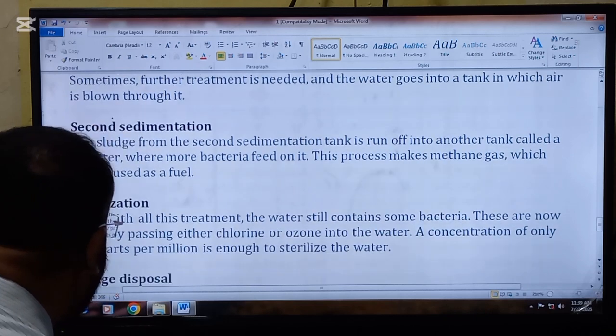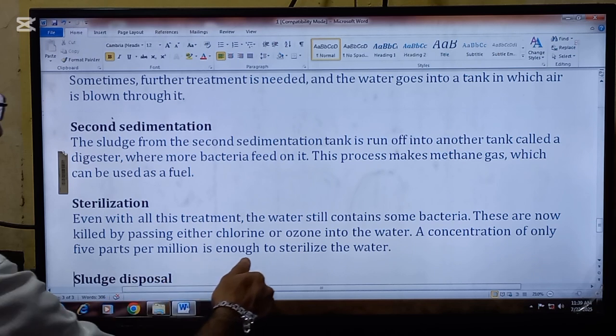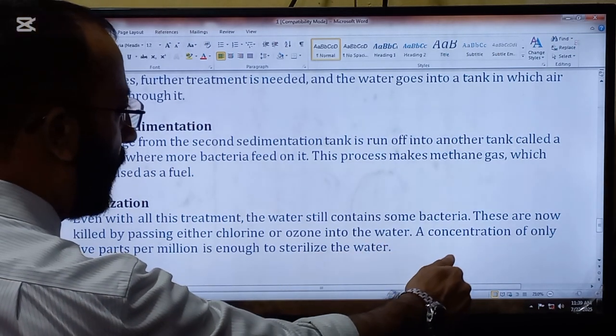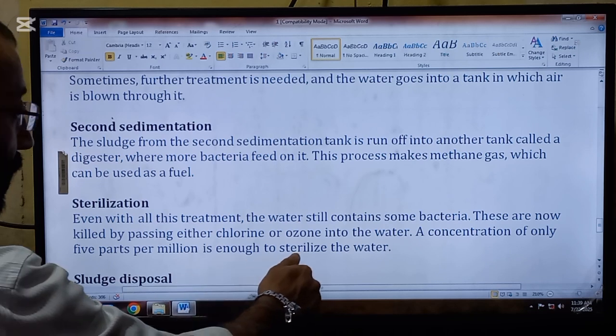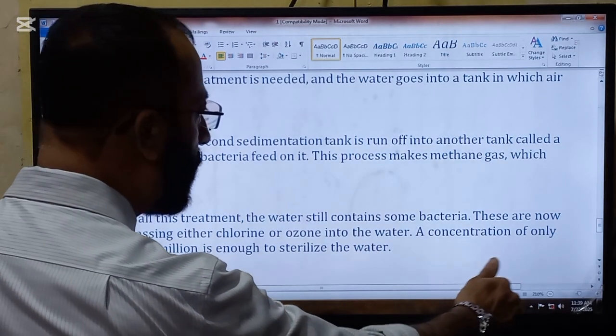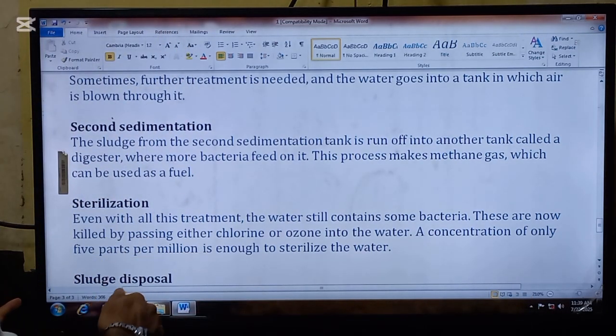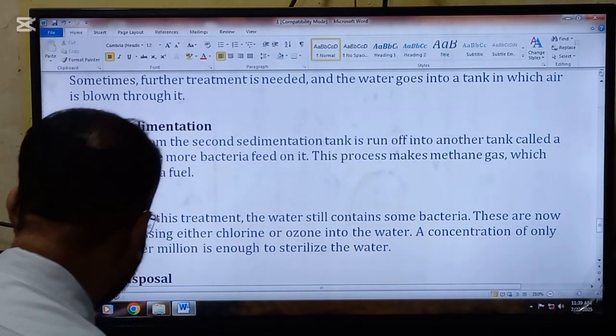Then the water is sent to sterilization. Even with all this treatment, the water still contains some bacteria. These are now killed by passing either chlorine or ozone into the water. This is called the chlorination process. A concentration of only 5 parts per million is enough to sterilize the water.